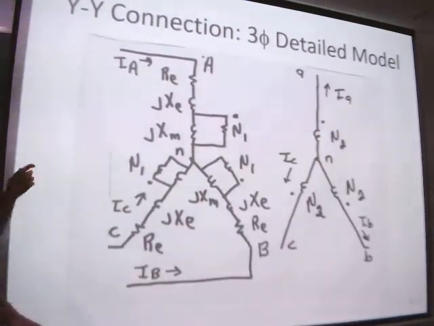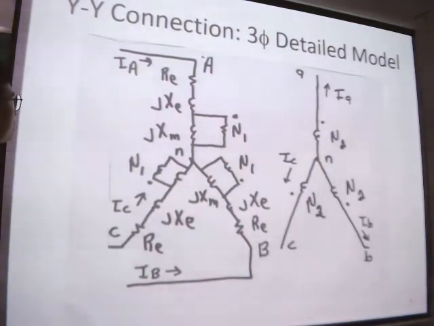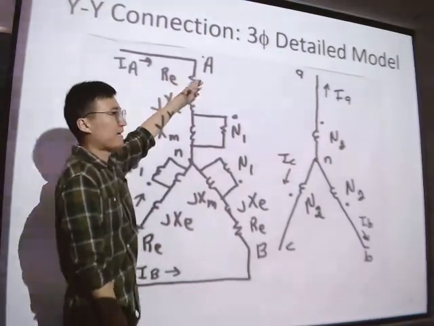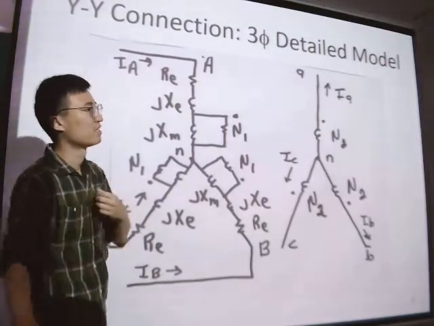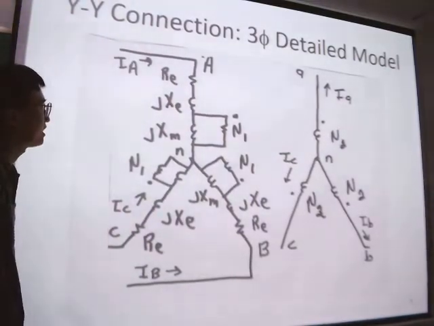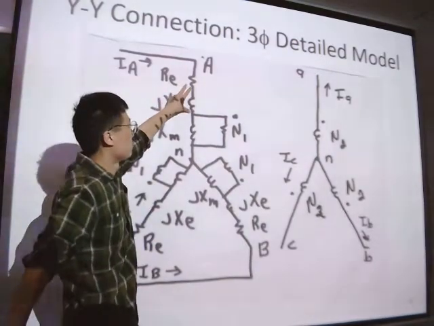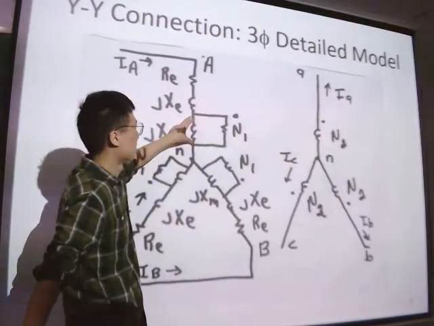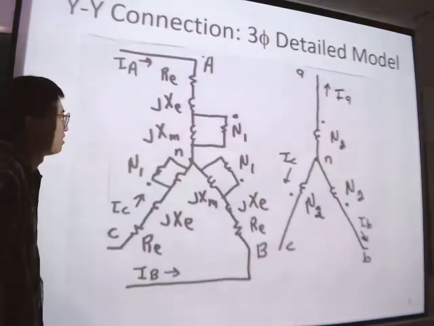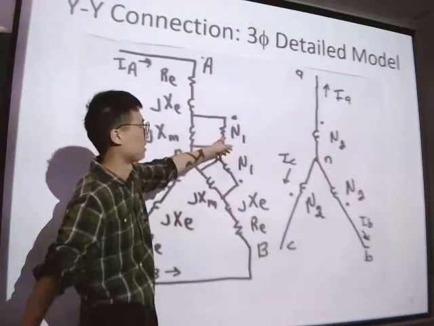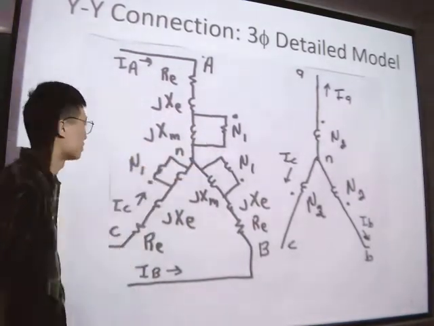And for the equivalent model, we see, just like the equivalent circuit of the single phase transformer, the impedance of the transmission line. So here is the winding core, and here is the winding, and here is the core, match.